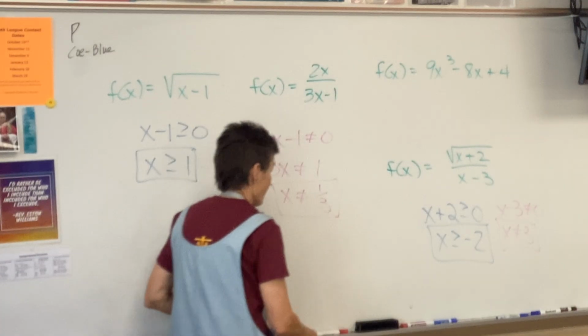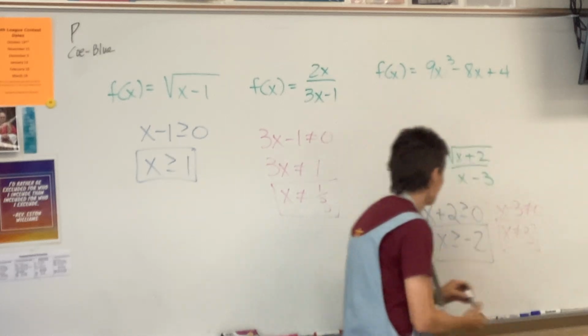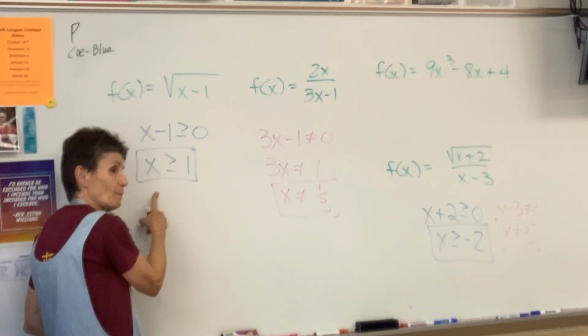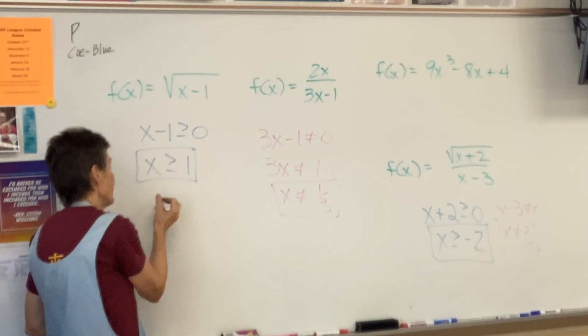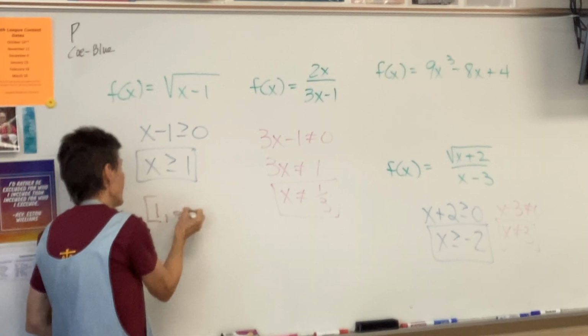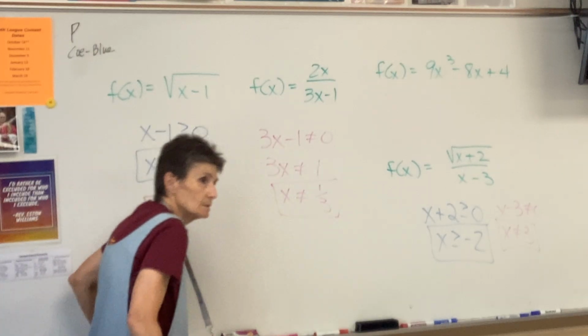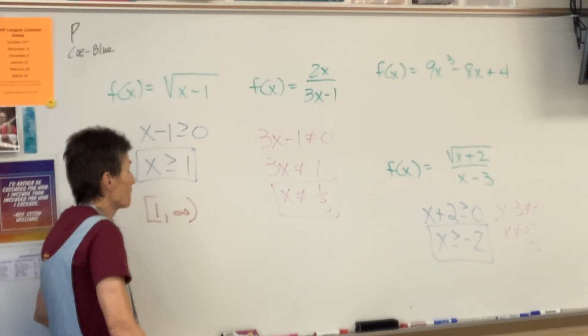Well, let's see. Can that easily be written as an interval? So I'm gonna have a bracket, 1, and an infinity. This does everything from 1 on. Okay? Easy.